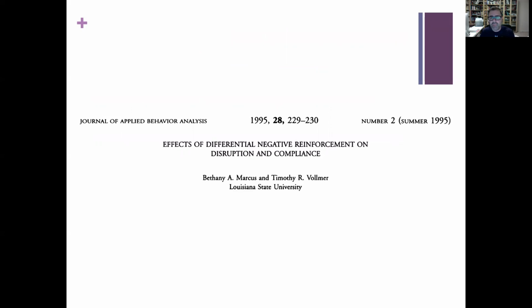So here's another paper, old as well. I picked some old papers. We know a lot about differential reinforcement. So those simple procedures, we only find the simple ones in the literature a long time ago.